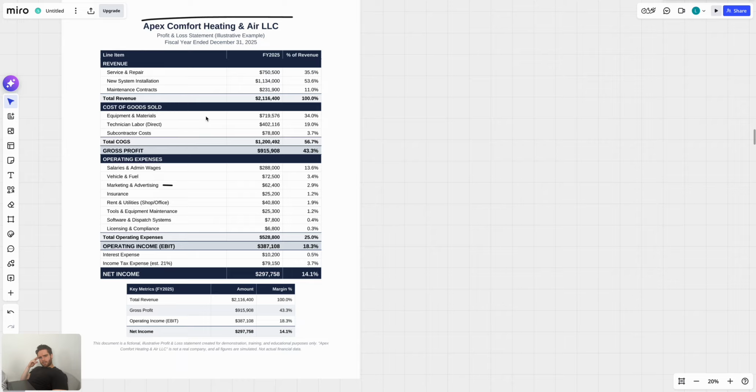So let's just go cost of goods. Cost of goods for this one is 53%. Gross profit margin is 43%. So this is a business where we're aiming for 80%, and at the moment it's 40%. So we could ask, okay, well, what's high? Equipment and materials, interesting, 34%. Technical labor, 19%. Subcontractor costs, 3.7%.